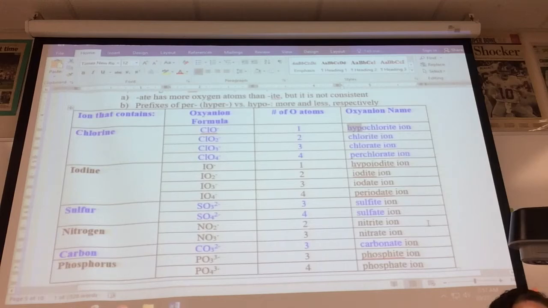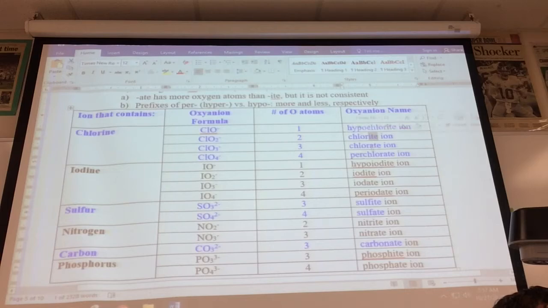Think about a hypotonic solution. Hypo means less. With hypo, think about a hypoactive kid, somebody who just sits there and doesn't do anything, doesn't move, etc. Hypoglycemia, low blood sugar. Hypo means less than. So in hypochlorite, you have one less O than the ITE form.